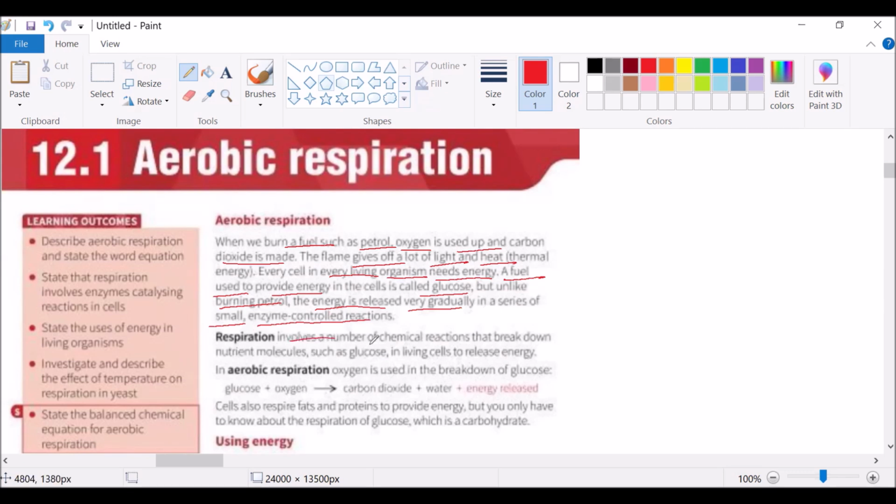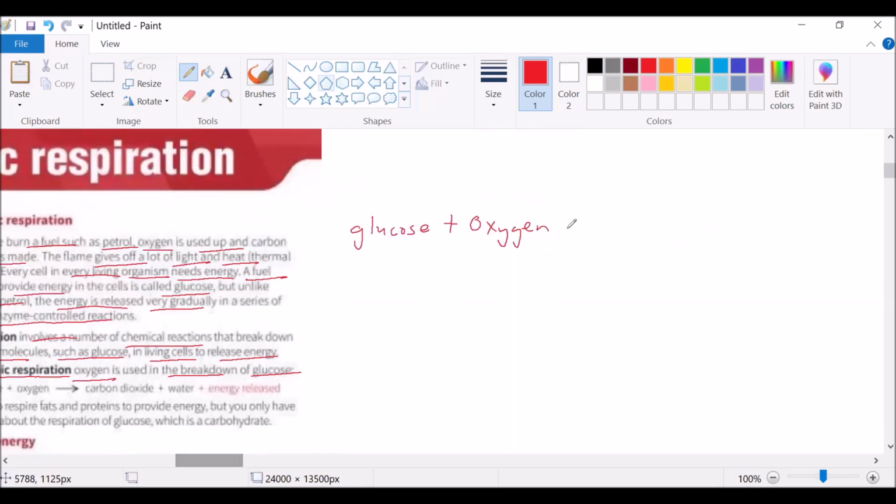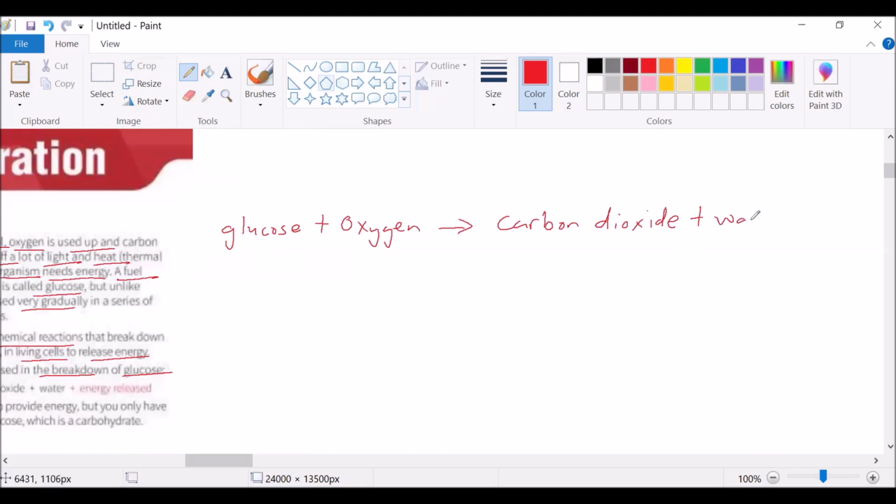Respiration involves a number of chemical reactions that break down nutrient molecules, such as glucose, in living cells to release energy. In aerobic respiration, oxygen is used in the breakdown of glucose. So the formula is glucose plus oxygen to give carbon dioxide and water and energy.